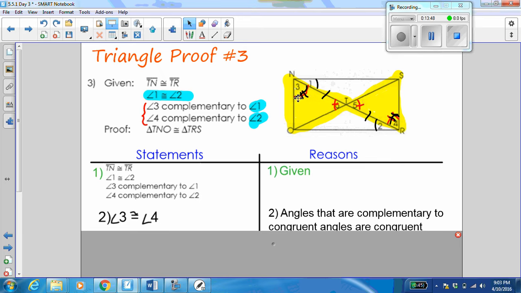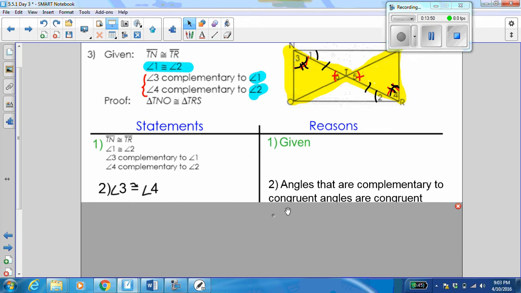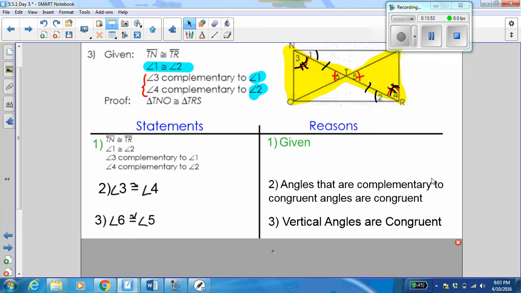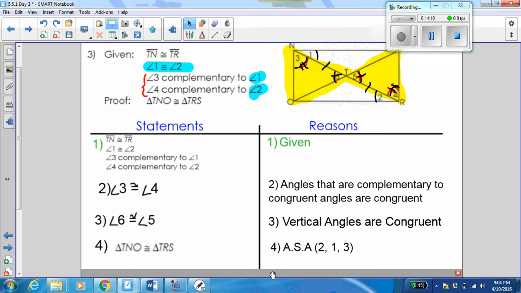So now I'm going to say angle 6 is congruent to angle 5 because they're vertical angles. So angle 6 is congruent to angle 5 because we know vertical angles are congruent. And now I'm going to change that because check, I said it. And finally, we have enough information now to say these two triangles are congruent by angle side angle. So step 4, triangle TNO is congruent to triangle TRS by angle side angle. And just to verify, angles in line 2, line 1, and line 3.